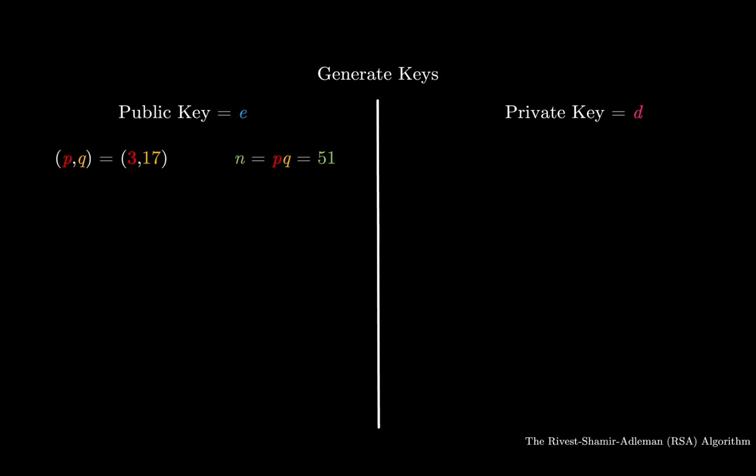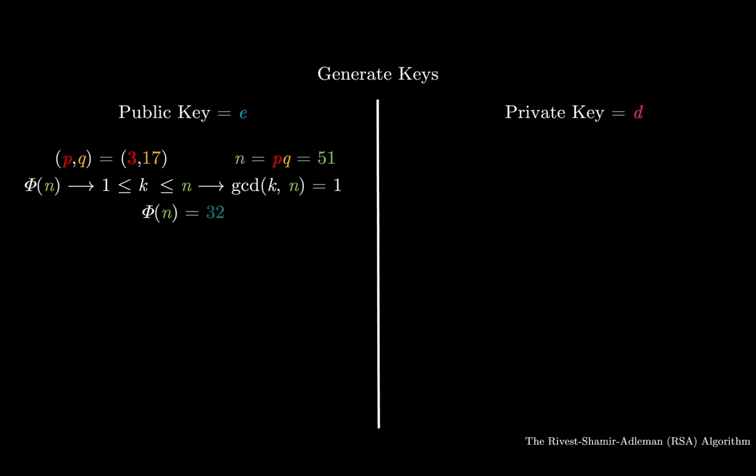We'll also need to calculate φ(n), which is something called Euler's totient function, where φ(n) is the number of integers between 1 and n inclusive, which we'll call k, in which the GCD of k and n is equal to 1. In other words, the two integers k and n are co-prime. And interestingly, when n is a product of two primes p and q, φ(n) is just p minus 1 times q minus 1. So, for our example, p minus 1 is 2, and q minus 1 is 16. So, φ(n) is equal to 2 times 16, which is 32.